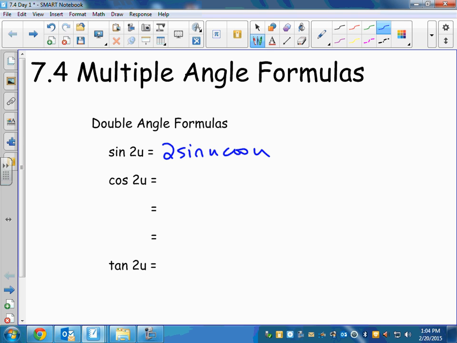And then cosine of 2u, super annoyingly, you can write it 3 different ways. Do you need to memorize all 3 ways? No. But sometimes, like if you were doing a proof, one way is better than the other. I'm going to show you that they're all the same thing, just different versions of the same thing. So the one they say first is cosine of 2u is cosine squared u minus sine squared u.